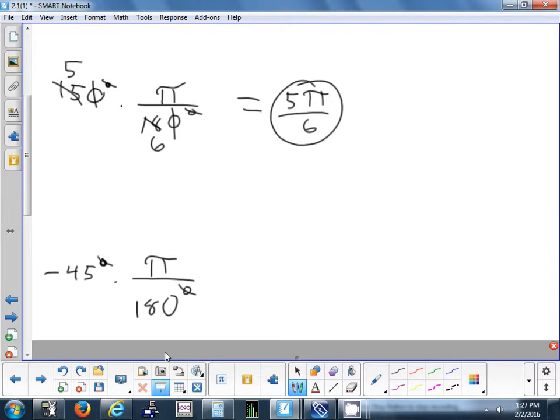And a lot of people tried reducing by 5, that's fine, or 15. But there's an even bigger number that goes into both. Anybody see the biggest one? Yep. 45. 45 goes into that once. Goes into that 4 times. And I'm left with negative 1 pi. Okay, what I would do is just write it negative pi divided by 4. Okay, any questions on that one?